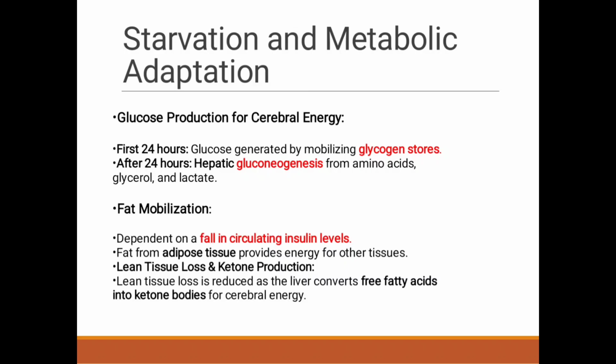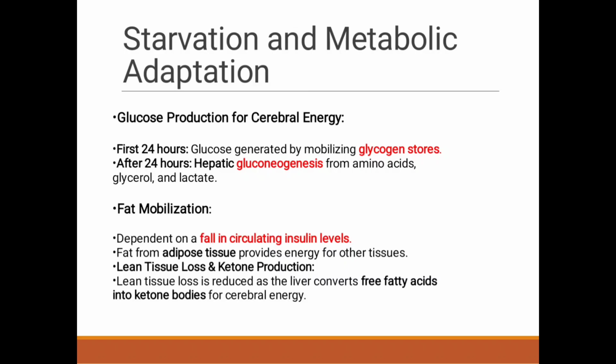Also, there is fat mobilization. Fat is mobilized from adipose tissue. To do something, we need something. To mobilize fat, again we need a hormone. Here comes the growth hormone, which has a lipolytic effect. Here comes the cortisol, which has a lipolytic effect. Fat from the adipose tissue provides energy to other tissues. How do we mobilize fat? From the hormones. Fat, once it is mobilized, ultimately leads to lean tissue loss. And when fats are utilized for energy, ketones are produced.